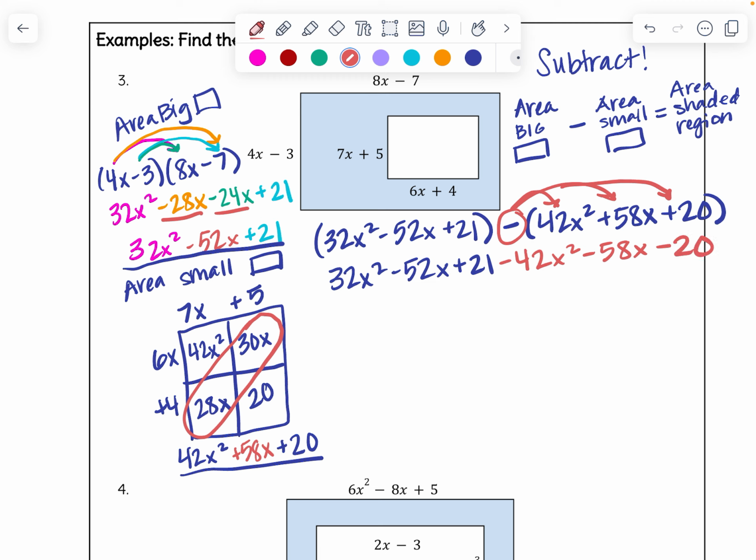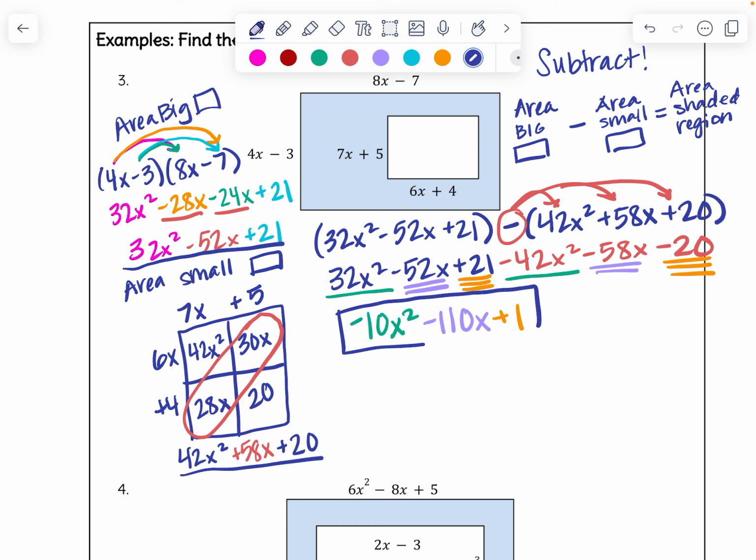Now I can combine like terms. So I'll start with x squared. I have 32x squared and negative 42x squared. So this is negative 10x squared. Negative 52x and negative 58x is negative 110x. And 21 and negative 20 gives me positive 1. So this is the area of the shaded region.